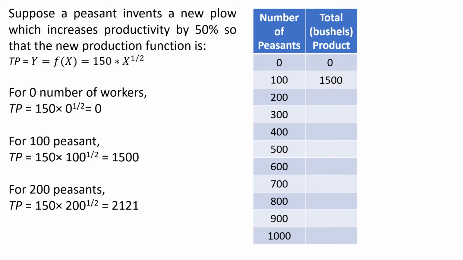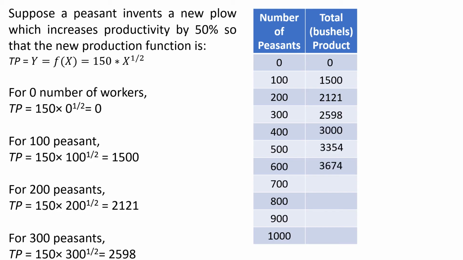For 200 peasants, we have 150 multiplied by 200 raised to the power half, which gives us a total product of 2121. For 300 peasants, we have total product is equal to 150 multiplied by 300 peasants raised to the power half, which gives us 2598. So going on to the end of the table, we get our total product in that manner. Also, you can note from this total product that it's increasing. However, when we graph it, we'll see that it's increasing at a decreasing rate.